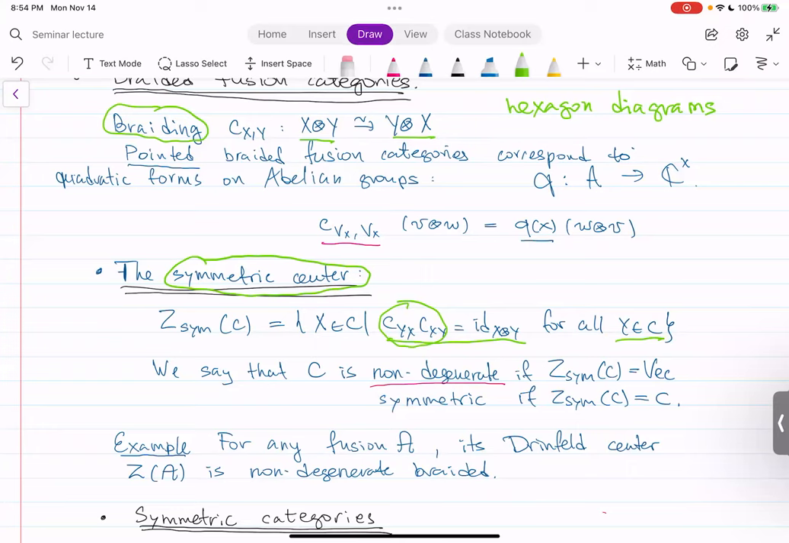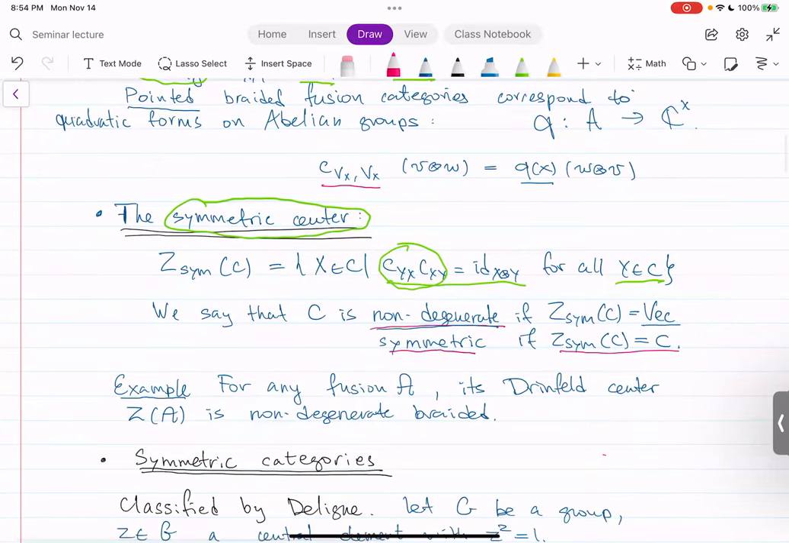Okay, so now, like I said, there are two extremes. If this symmetric center is as small as possible, that is the subcategory of vector spaces, which is the same as the multiples of the identity object, we say that such a category is non-degenerate. The other extreme is when this symmetric center is the whole category, meaning that the square braiding is always identity, then we will say that the category is symmetric.